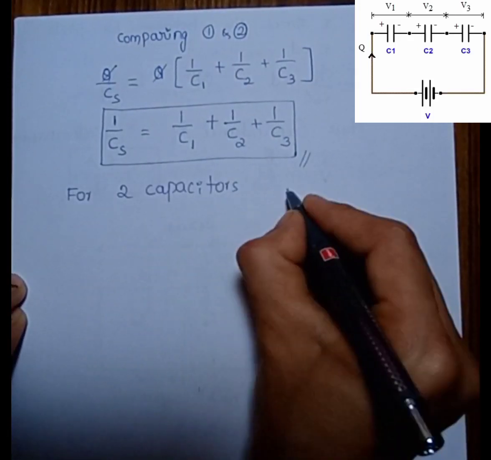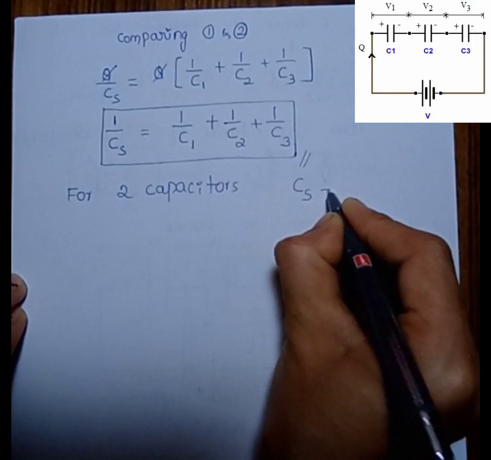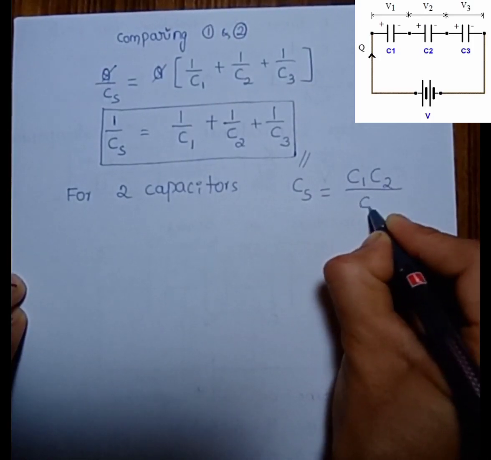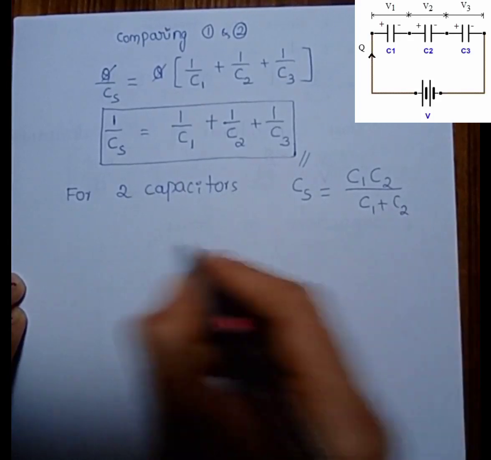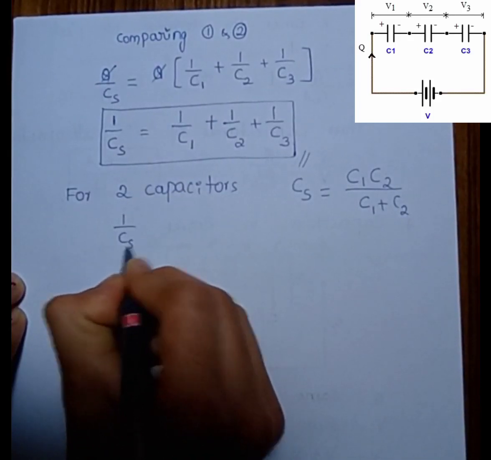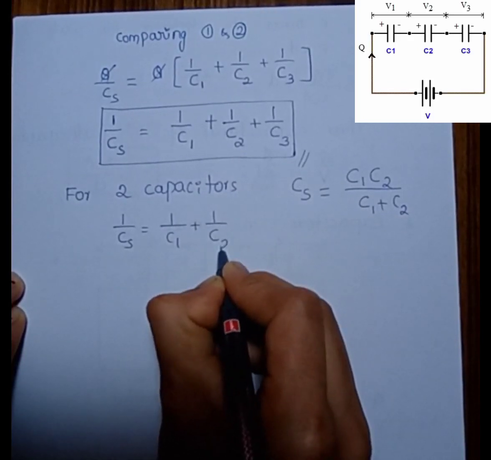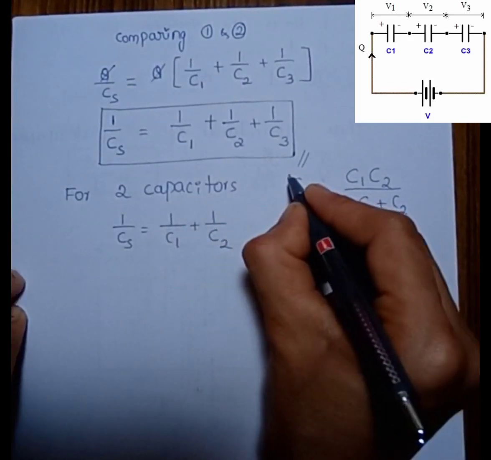For two capacitors, Cs can be written as C1 into C2 divided by C1 plus C2. That is, 1 divided by Cs is equal to 1 divided by C1 plus 1 divided by C2. This is for two capacitors.